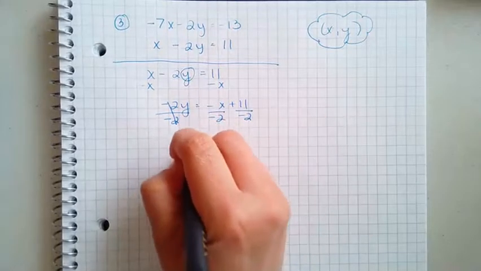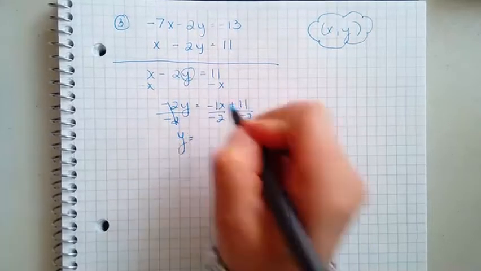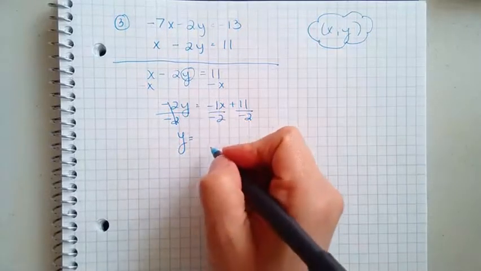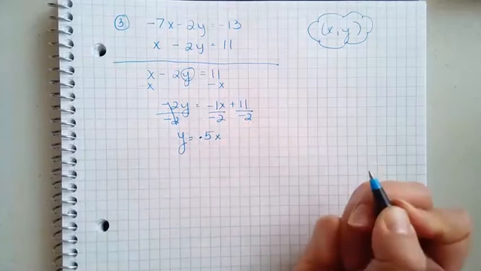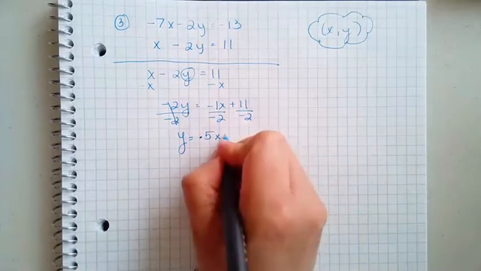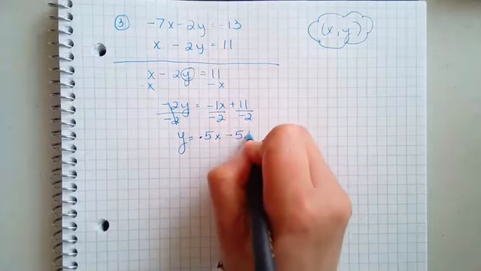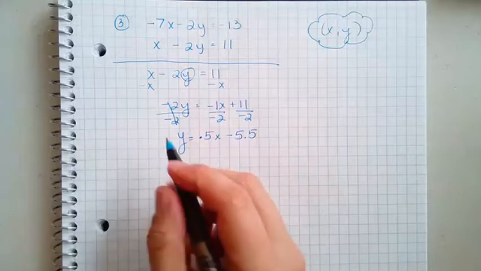And I get y equals, a negative divided by a negative is a positive, and really there's an invisible one there. So what I end up having is 1/2 x. I'm just going to write that as 0.5x just to make it a little easier. And then a positive divided by a negative is a negative, and 11 divided by 2 is going to be 5.5. Okay, cool. So then I'm going to rewrite my problem.